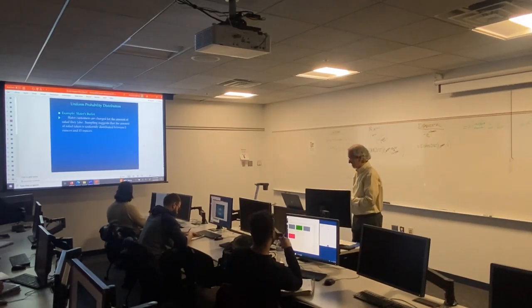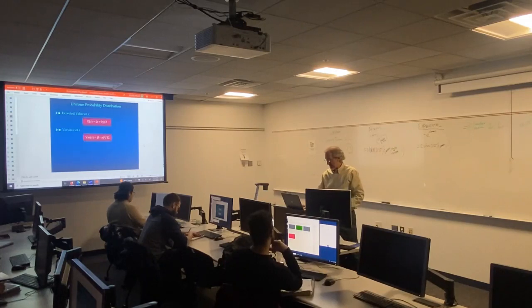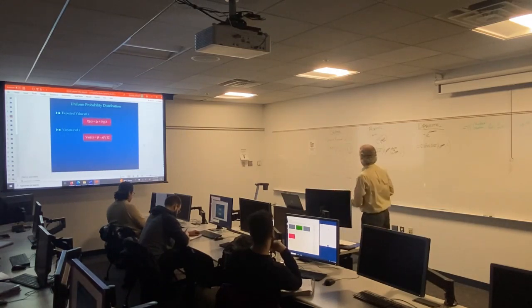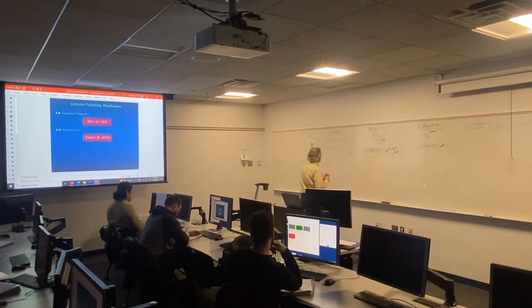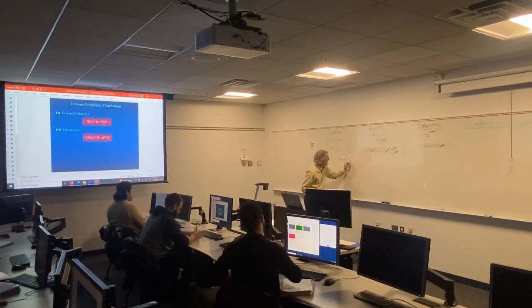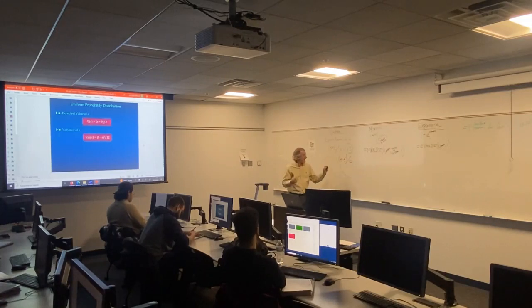Okay, now let's do the variance. Don't forget we're using 5 and 15, but I wanted to put the formula up there. So now we're going to take 15 minus 5, square it, then divide by 12 to get the variance. I'm going to add the square root symbol over the whole thing, because that's what gets us to the standard deviation.